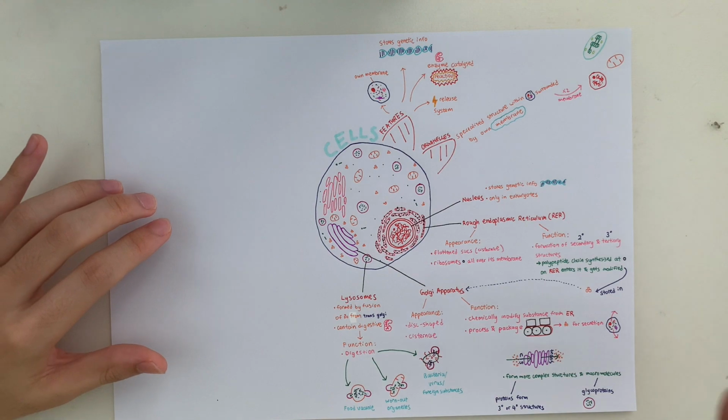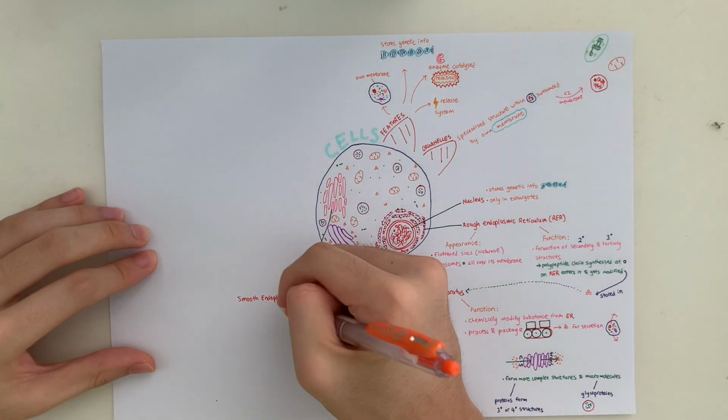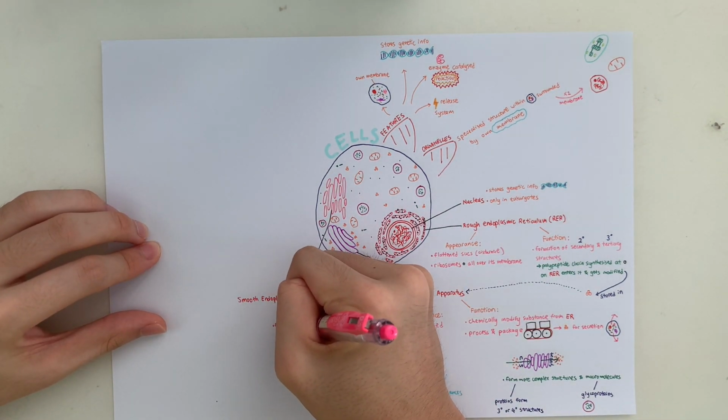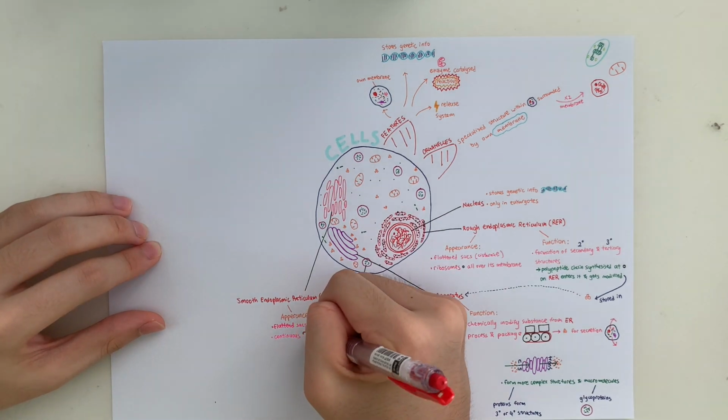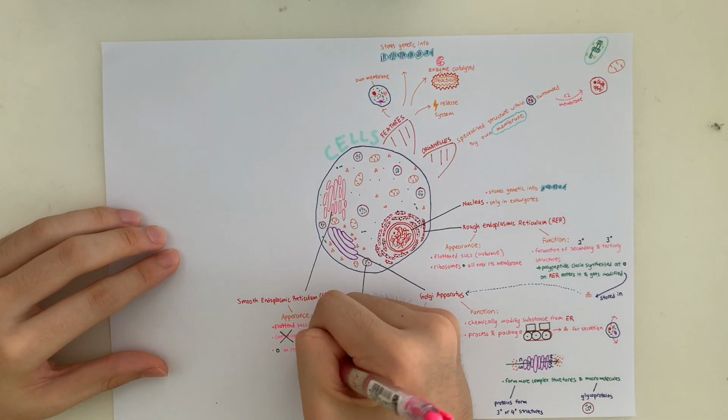The last big structure in the cell is the smooth endoplasmic reticulum. It is made up of the same flattened membrane sacs as that of the RER. The difference is that the SER is not continuous with the nuclear envelope, and it does not have ribosomes on its membrane.